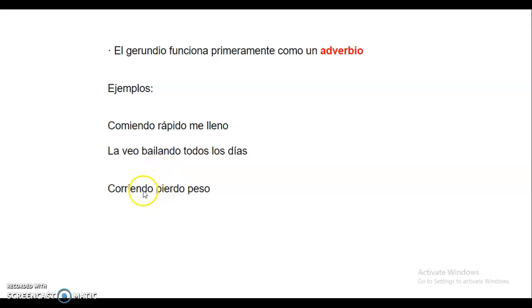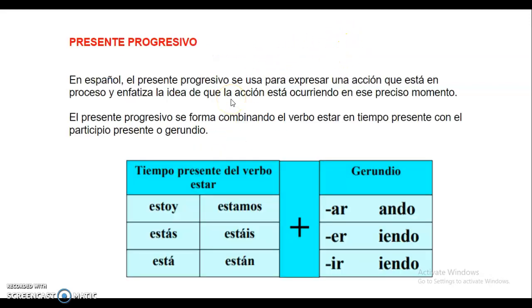Or same as this one, corriendo pierdo peso. Okay, corriendo pierdo peso. Yeah, running, I lose weight. But again, you're gonna see this more in present and past progressive, not like as an adverb. Anyhow, let's take a look at how to conjugate this.